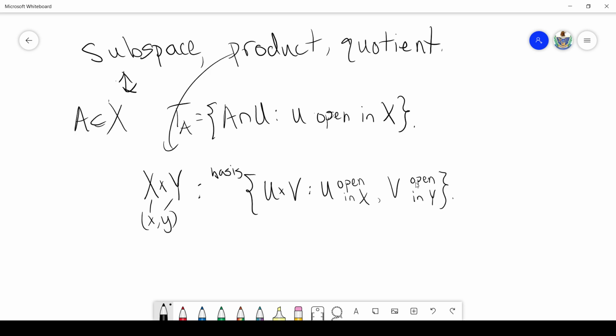And so by basis, again, we talked about this with Euclidean space, we just mean that from these general open sets, we can form any open set by taking either arbitrary unions or finite intersections.